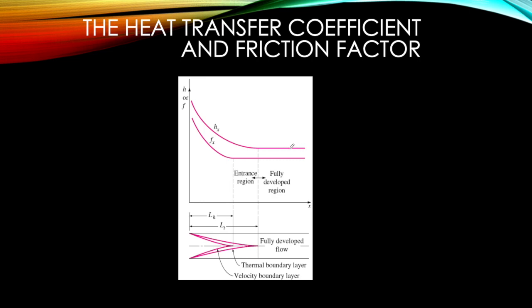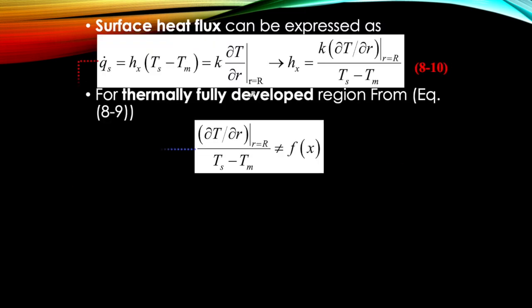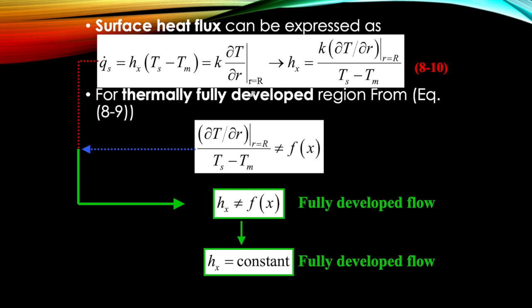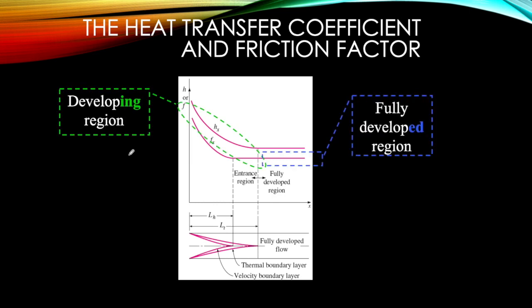So this graph actually represents all this derivation, and we know that the hx is constant, and it can be shown by this figure. So this is the developing region, and then the fully developed region. At the fully developed region, the heat transfer coefficient will be constant.